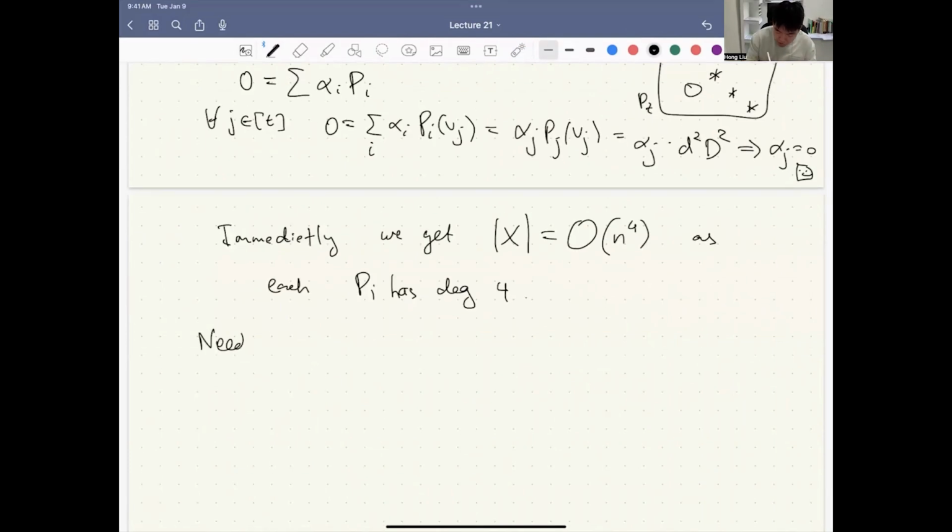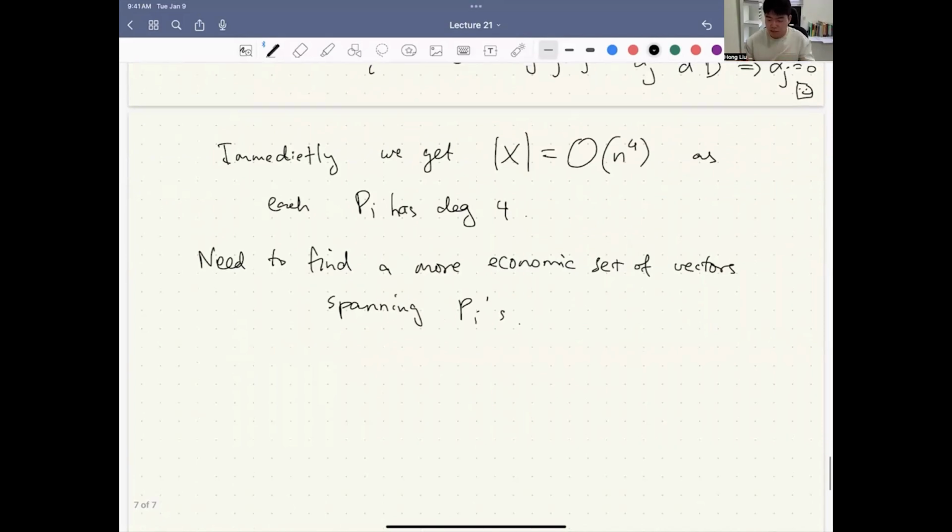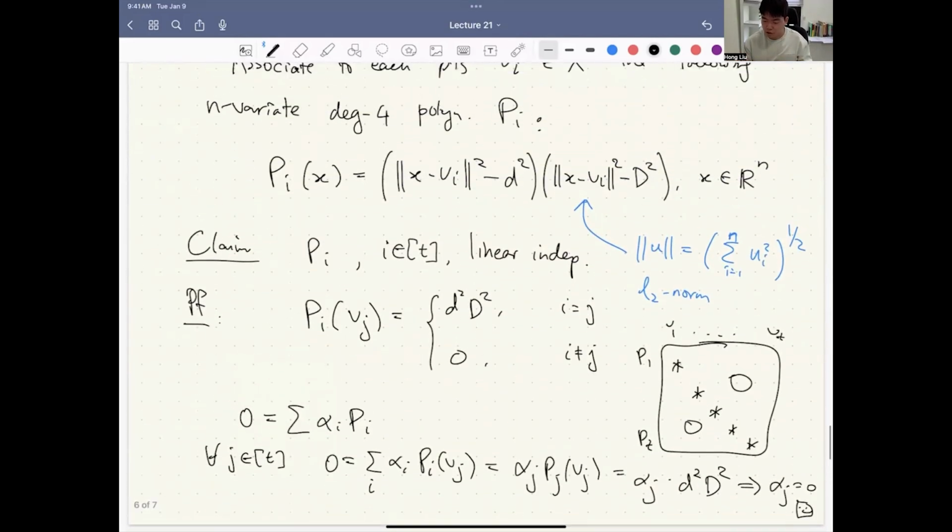We need to find a more economic set of vectors spanning the P_i's. Okay, so let's see what the P_i's look like. Let's just look at one factor. This is symmetric. Let's look at one factor.